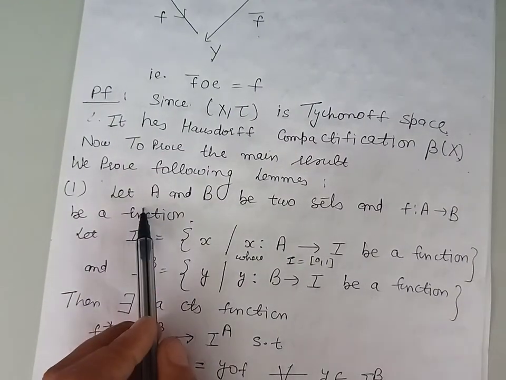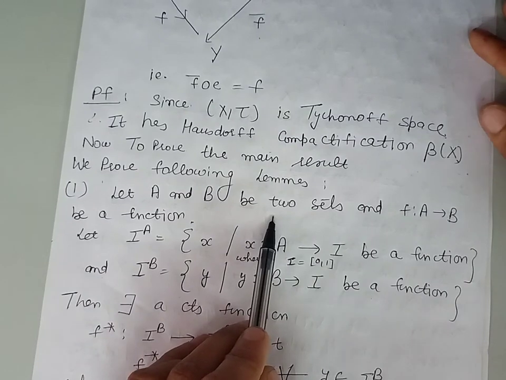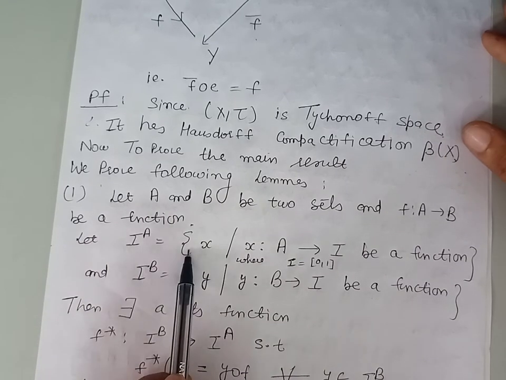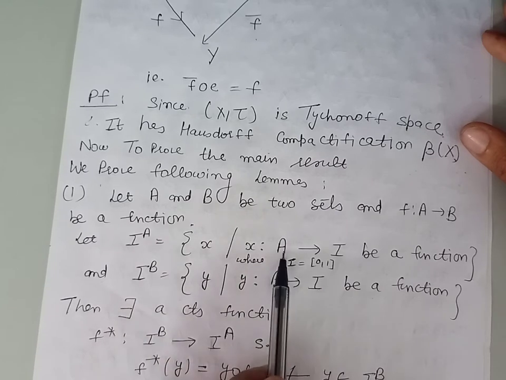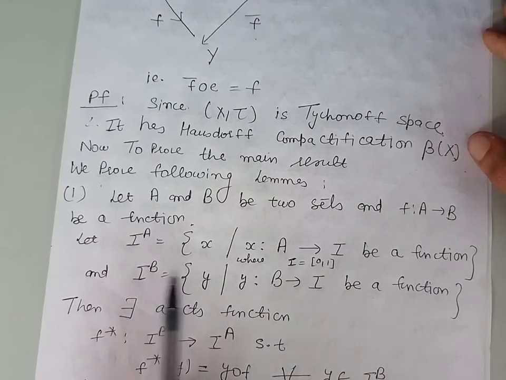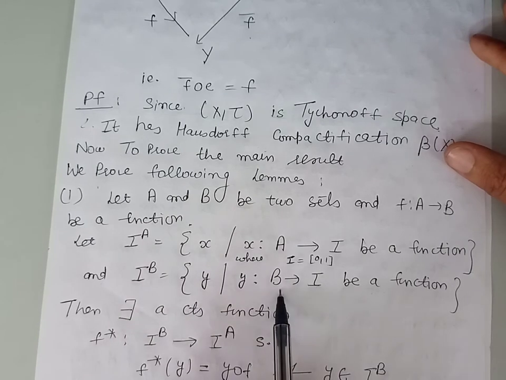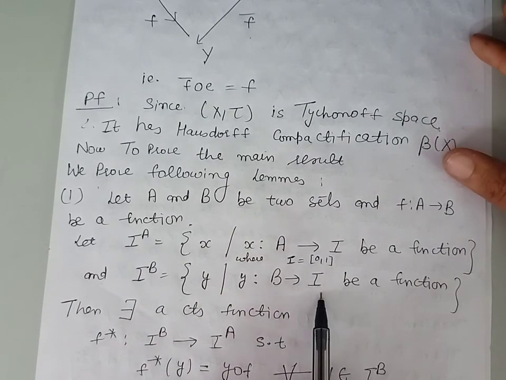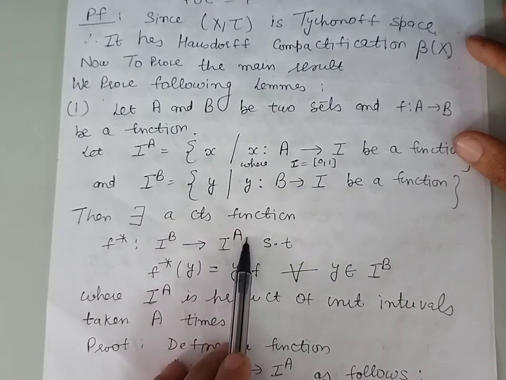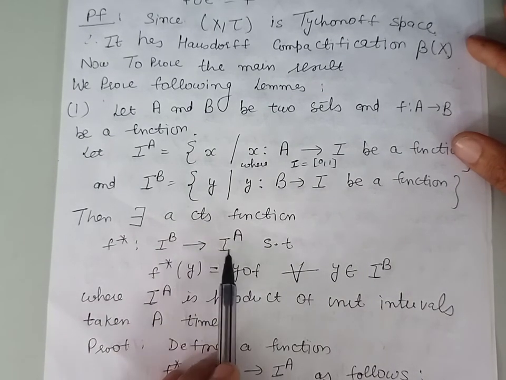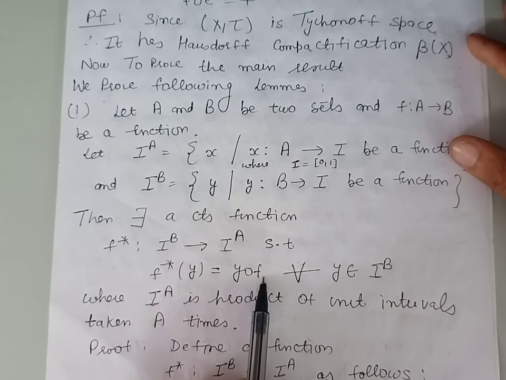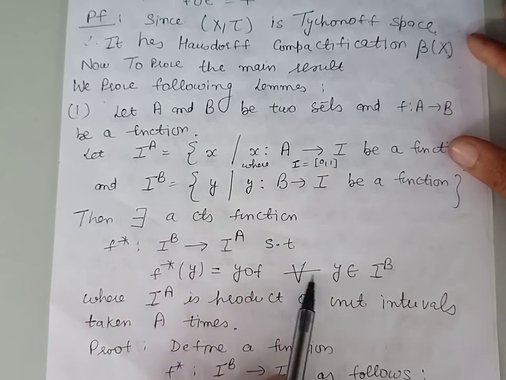According to this lemma, if we have A and B, two sets, and f is a mapping from A into B, I^A is the collection of all those functions x which are from A into the unit interval I, and I^B is the collection of all those functions y which are defined from the set B into the unit interval I, then we are to prove that there exists a continuous function f star from I^B into I^A such that f star of y is y∘f, where y belongs to the set I^B.